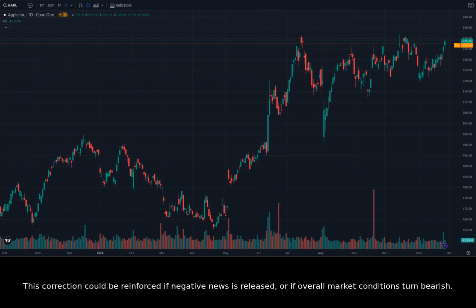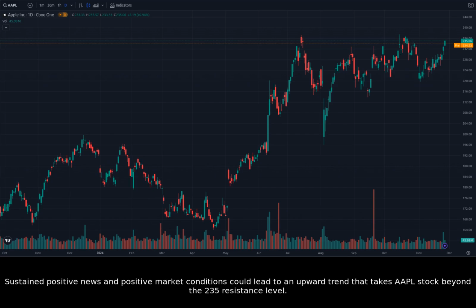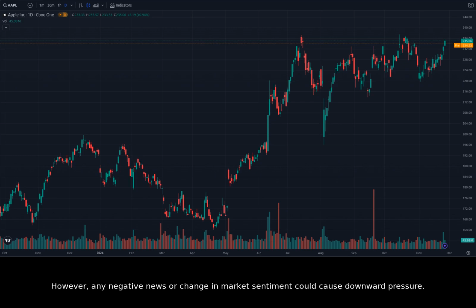This correction could be reinforced if negative news is released, or if overall market conditions turn bearish. In the long term, the outlook for Apple depends on various factors, including the success of new product launches, economic conditions, and competitive pressures. Sustained positive news and positive market conditions could lead to an upward trend that takes Apple stock beyond the 235 resistance level. However, any negative news or change in market sentiment could cause downward pressure.